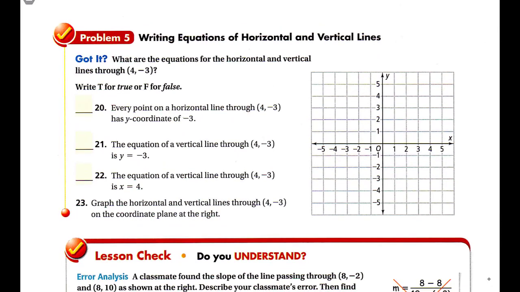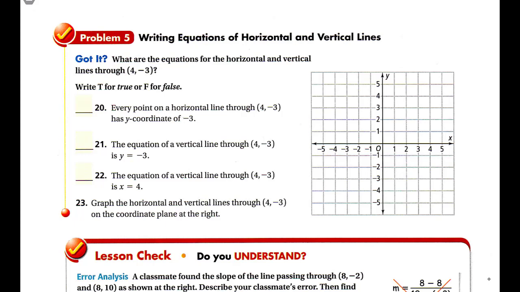Problem number 5, and then we'll have our set of notes wrapped up for the day. What are the equations for the horizontal and vertical lines through 4, negative 3? So horizontal and vertical lines have different properties than our lines that have a distinctive slope, where it's, I hate to say it, kind of angular as opposed to horizontal or vertical.